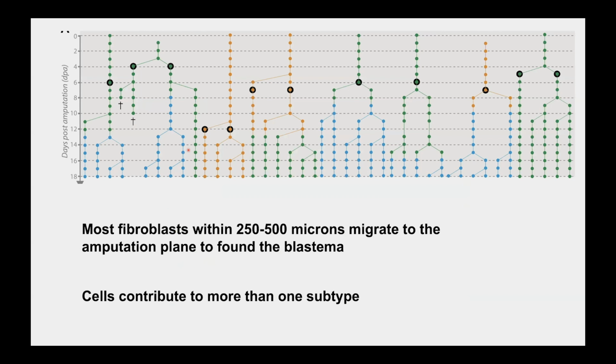So this just shows you some of the lineage trees where you see cells from the dermis, for example, generating daughters that are different fate from their origin. And from these kind of movies, we could conclude that most fibroblasts within 250 to 500 microns behind the amputation plane migrate across the amputation plane to found this blastema, and that the daughter cells contribute to more than one subtype of connective tissue.